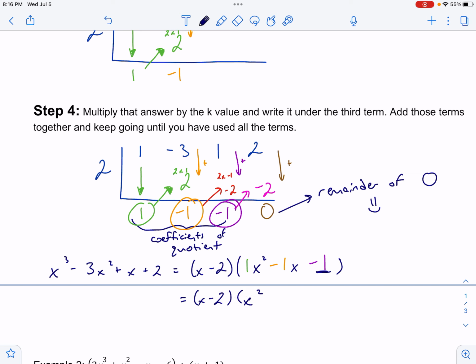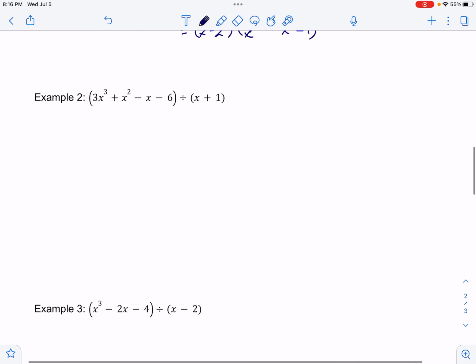Clean it up, x squared, take away x, take away 1. You see how much quicker that is once you get the hang of it. Instead of doing long division, we can just almost jump right to the answer. Okay, let's do another one.